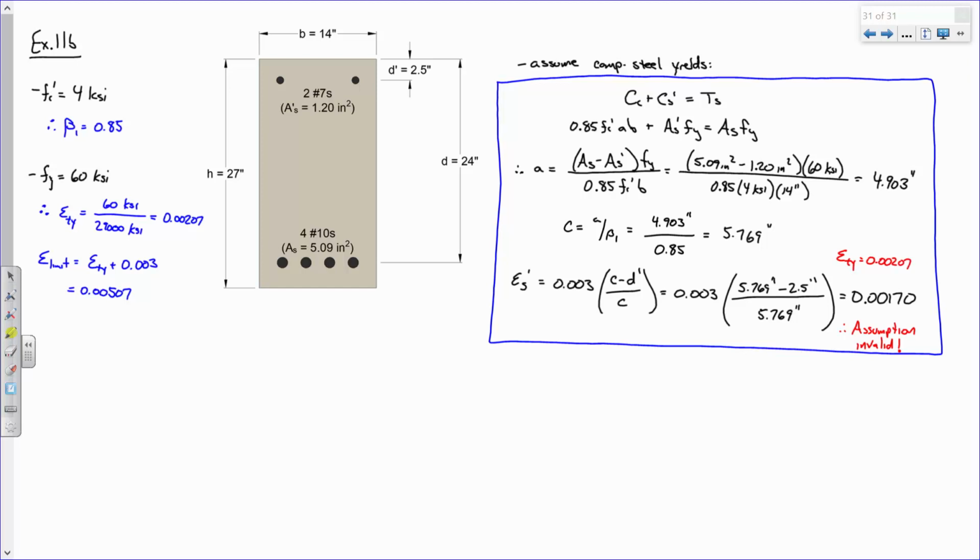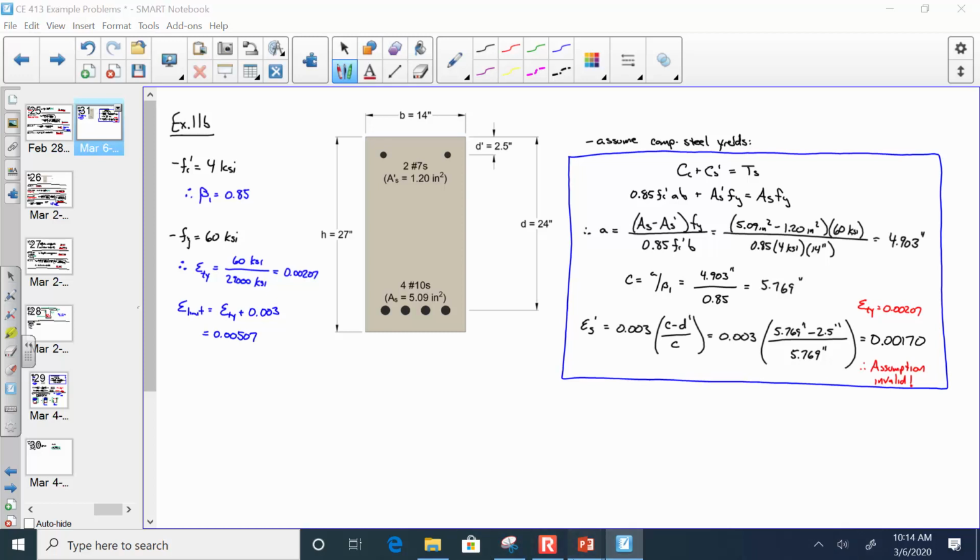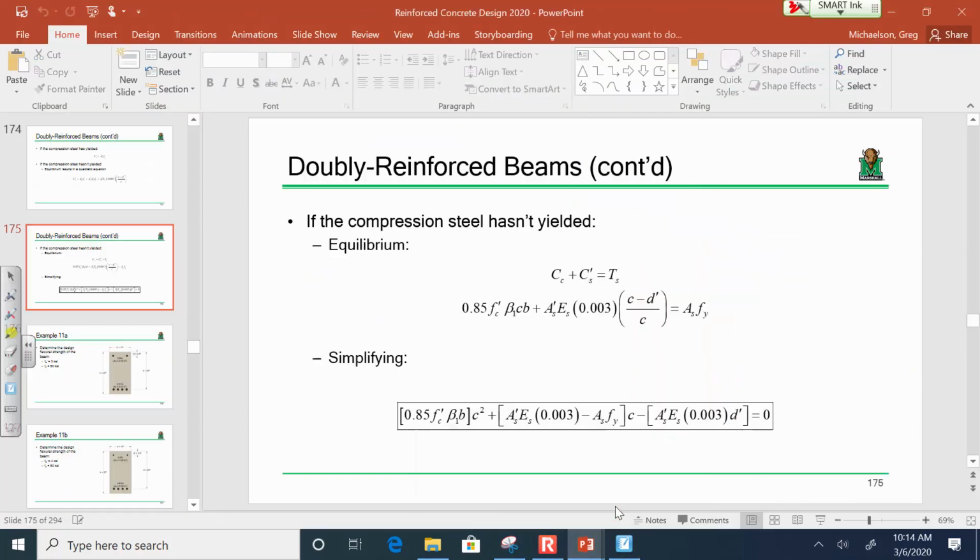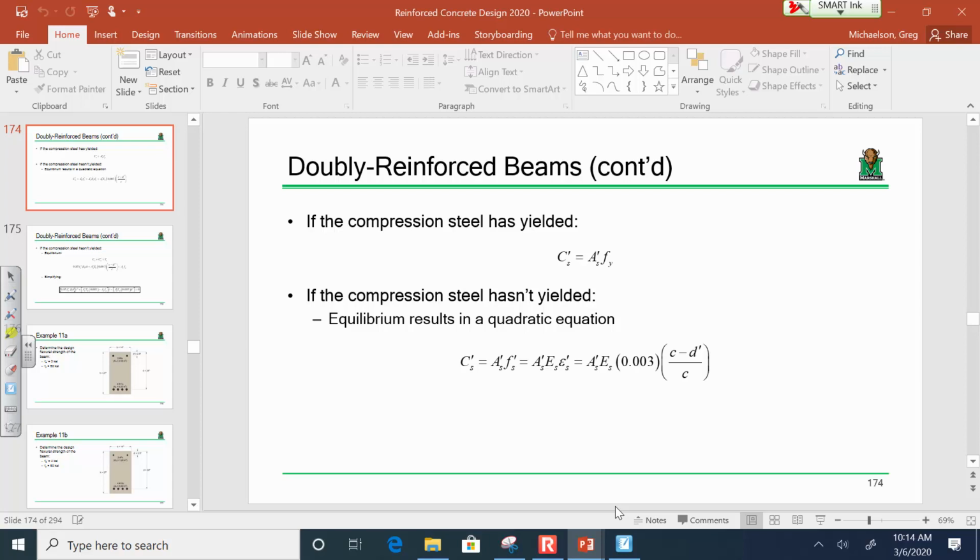Okay. So what we've got to do is we have to re-perform our analysis assuming that the compression steel doesn't yield. Okay, now I've made that job a little easier for you. If you go to the notes, we sort of derived that together last time, right? So if the compression steel yielded, then the force is AS times Fy. If the compression steel has not yielded, the force is the area times whatever the stress is. And what is the stress? E times the strain. And what is the strain? 0.003 times this, what we just computed, or the formula we just used.